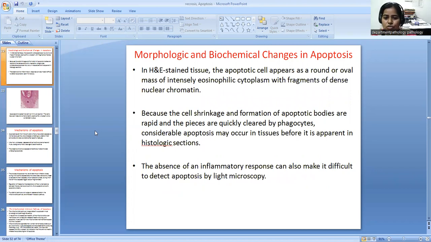In H&E stained tissue, the apoptotic cell appears as a round or oval mass of intensely eosinophilic cytoplasm with fragments of dense nuclear chromatin. Because cell shrinkage and the formation of apoptotic bodies are rapid and the pieces are quickly cleared by phagocytosis, considerable apoptosis may occur in tissue before it is apparent in histological sections. The absence of an inflammatory response can also make it difficult to detect apoptosis by light microscope.